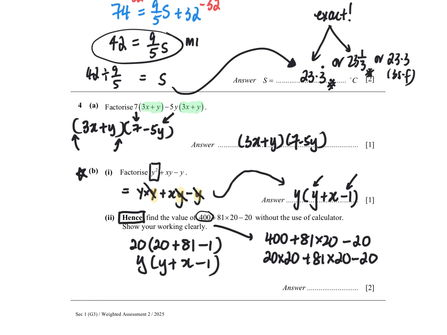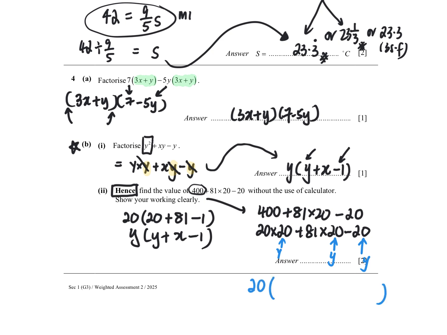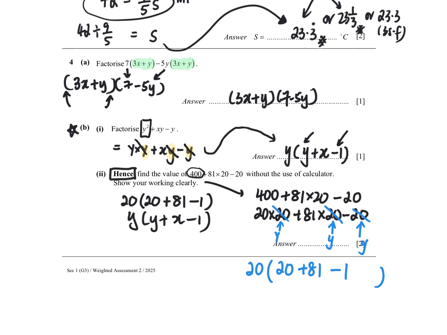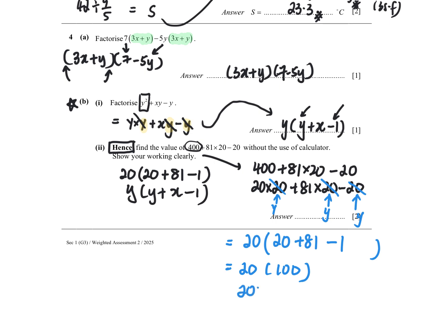Okay, so actually if you observe carefully, this is your y that you have taken out. So the 20 is what you have taken out. So you are left with 20 plus 81 minus 1. So why no need calculator is because if you check this, inside is a 100. So you only get 2000. So actually without calculator, you can get the answer easily.